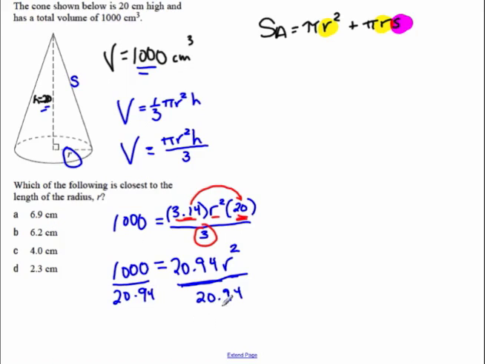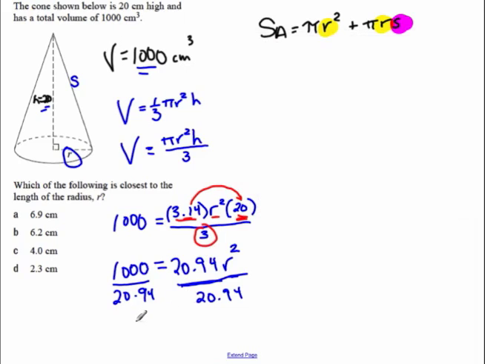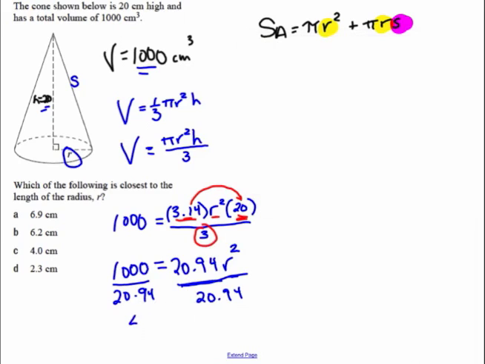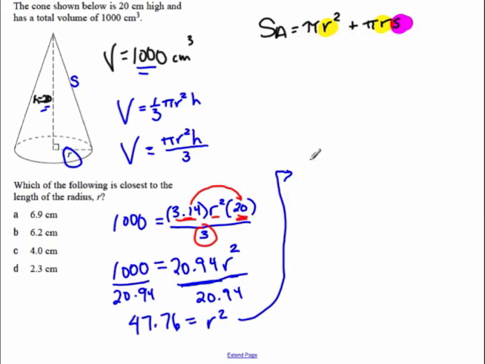So when we divide out, let's just get an accurate answer here. So I'm going to take 1,000 divided by 20.94. And that's 47.75. So let's jot that down. 47.76, because I'm going to use 2 decimal places. 47.76 equals r squared. And as you guys recall, you're looking for 2 numbers that multiply to give you 47.76. The quick way of doing that is just using the square root button. And there we have it. The radius is 6.91.